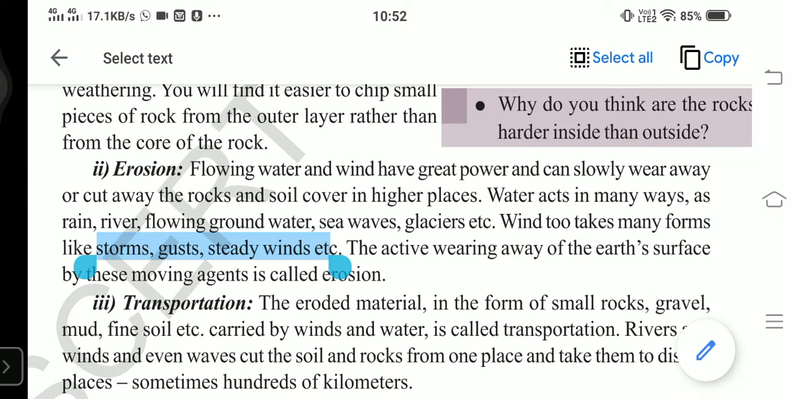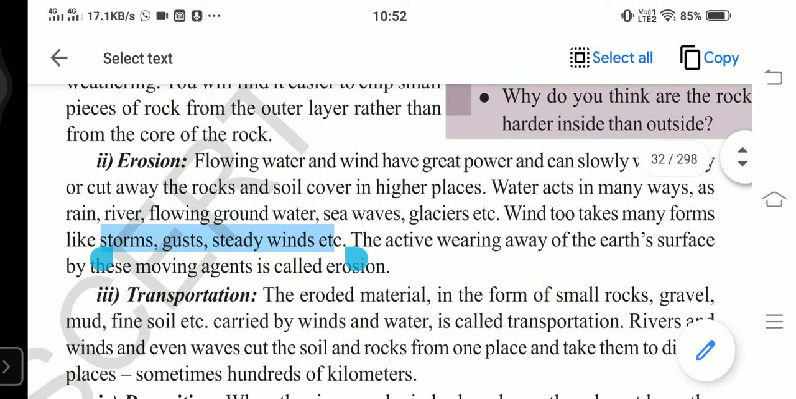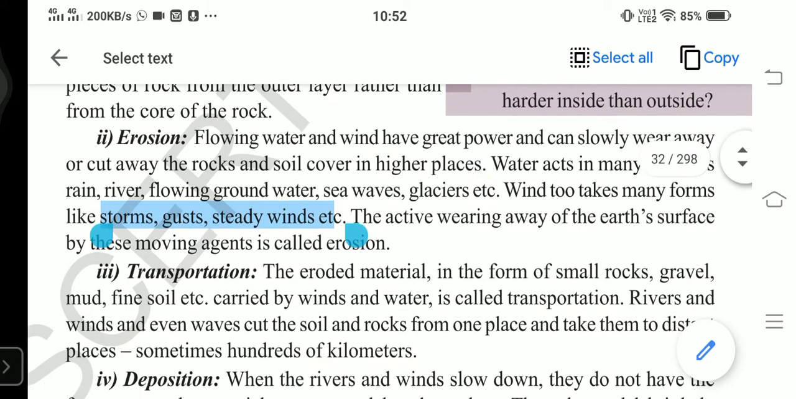So the water and wind will wear away or cut away the earth's surface. Understand? As water and wind work on the earth's surface, we call these moving agents. They are moving, so these are called moving agents.